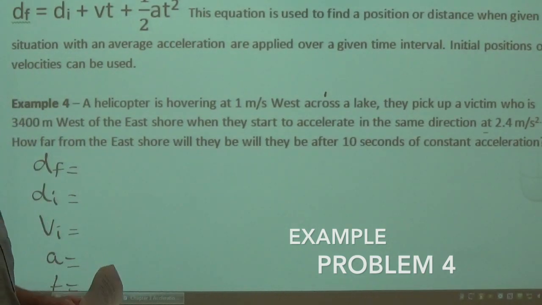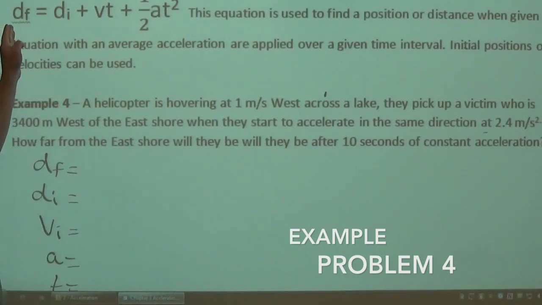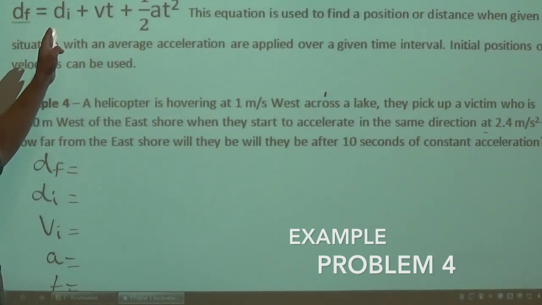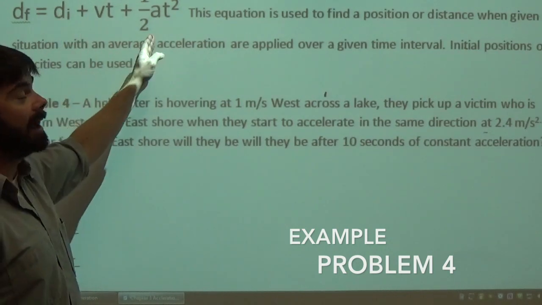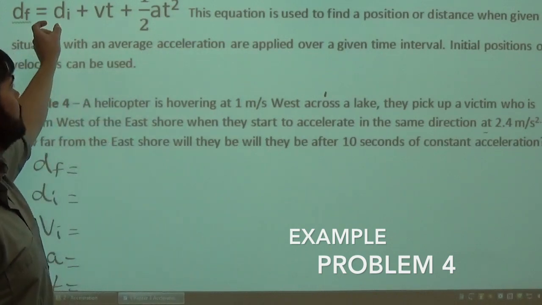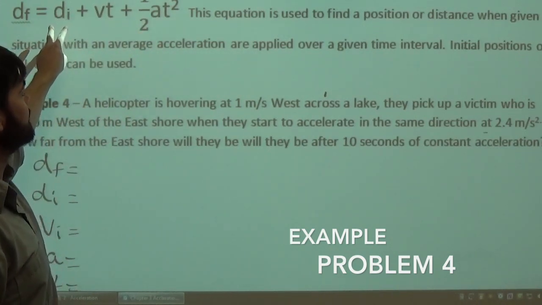Before we start example 4, you'll see that there's a new equation that we're going to be using. This is basically a quadratic equation. So this is going to tell us a final position relative to a starting position, plus, if there's an initial velocity and a time that the object travels, velocity times time, plus 1/2 AT squared. So each of these represents a piece of a distance. This is where you started at as a distance.